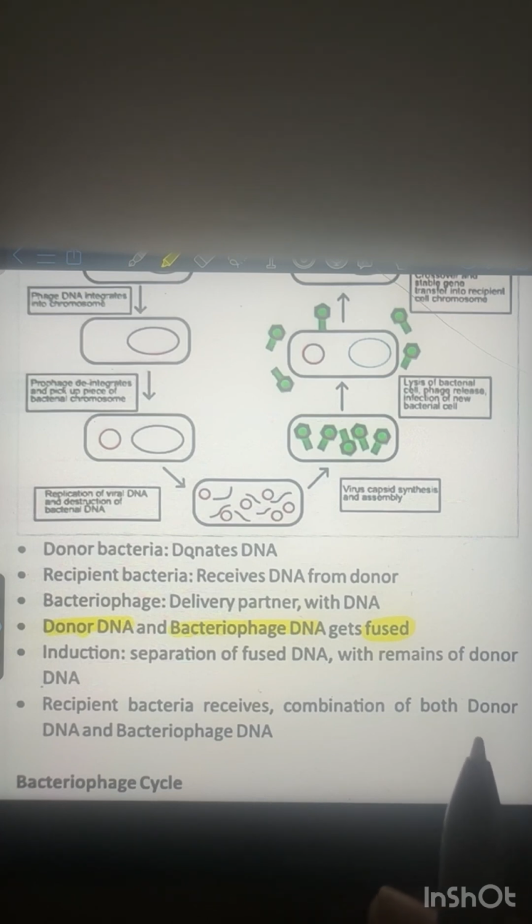Okay, but after every relationship, there is going to be a breakup also. After some time, we realize that both of them end up separating out, right? So first the bacteriophage and the donor DNA decided to get into a relationship. After some time, they ended up having a breakup. That breakup over here is known as induction. What is induction? Induction means that the bacteriophage and donor DNA separate.